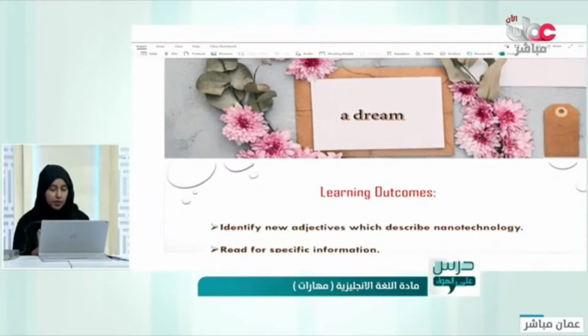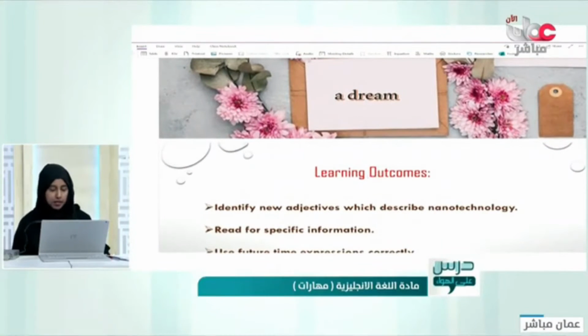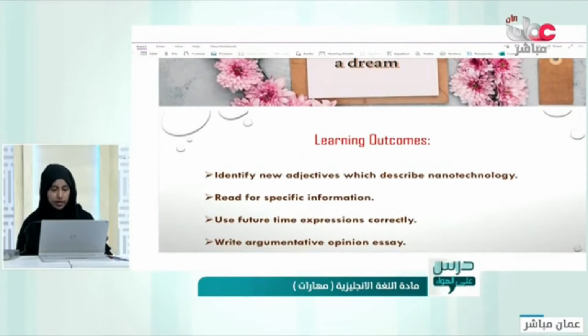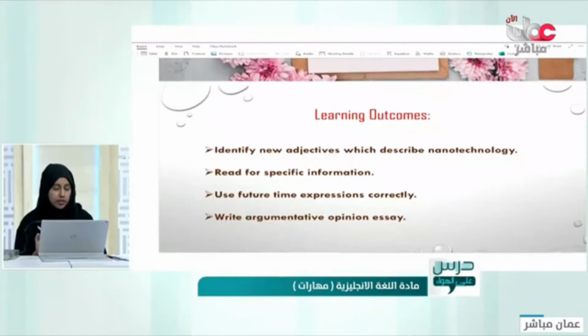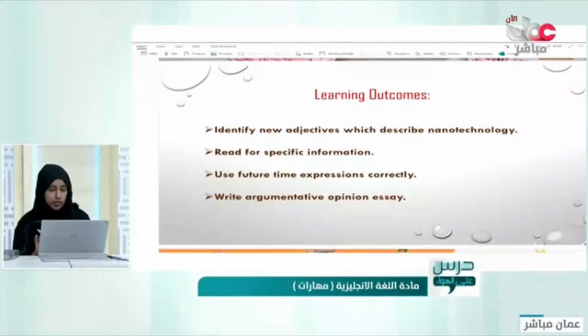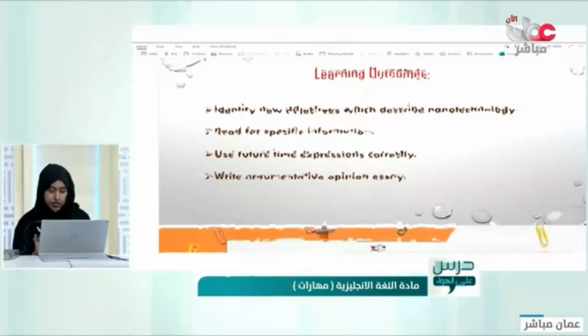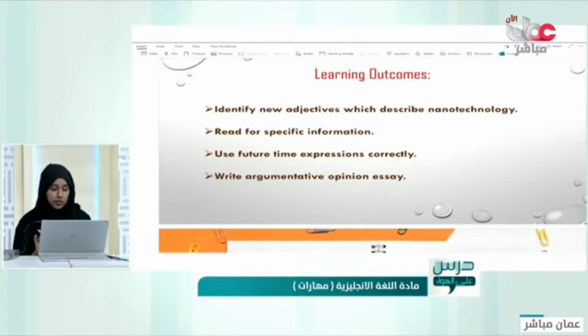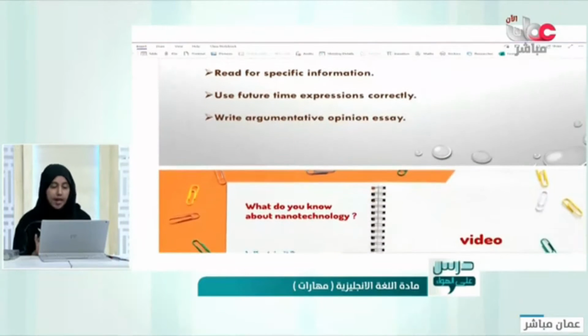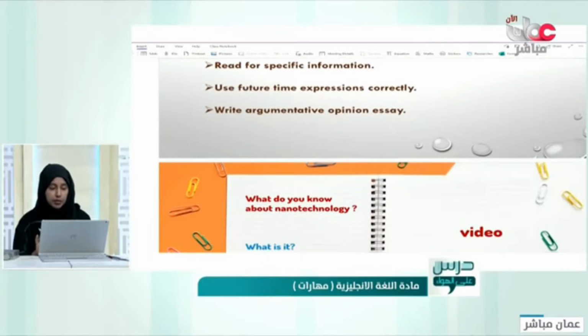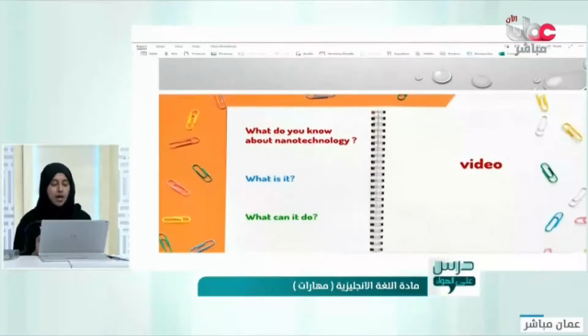Okay, so now let's move to our lesson for today. We will have 4 learning outcomes as you see here. First, we are going to identify new adjectives which describe nanotechnology, and also we'll read for specific information, and then use future time expressions correctly. And the last one, we are going to write an argumentative opinion essay.